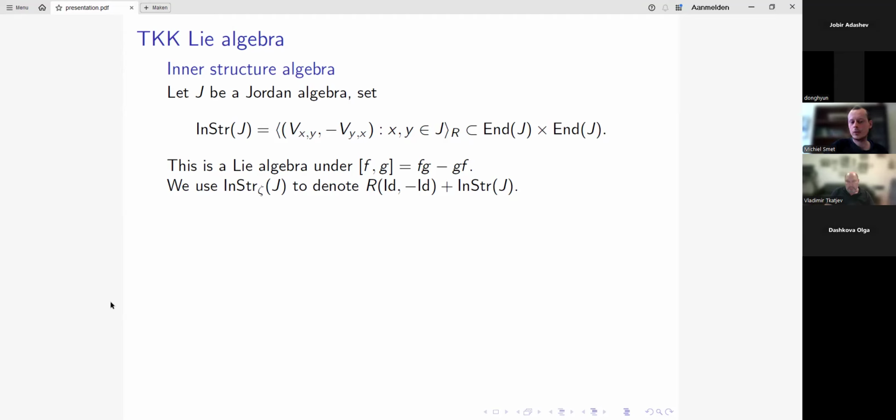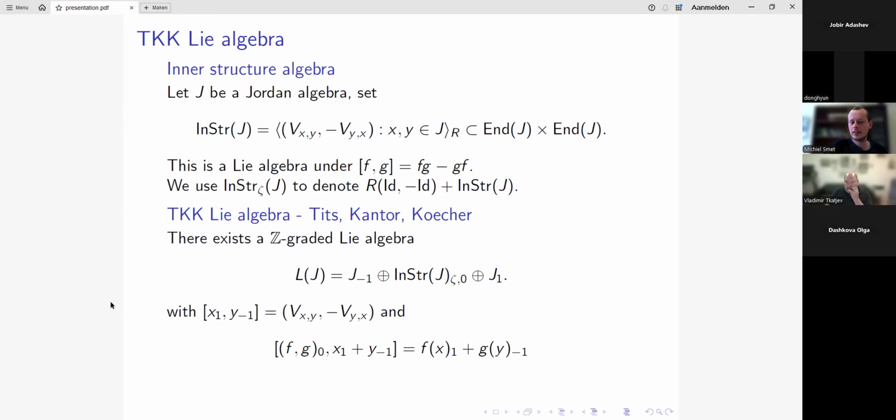Sometimes it's useful to add a so-called grading element, and if we do that, we denote this algebra with inner structure zeta of J. And this mostly does not matter. It does not matter if you have a scalar 1/2. If you don't have a scalar 1/2, it might be useful to add this element.